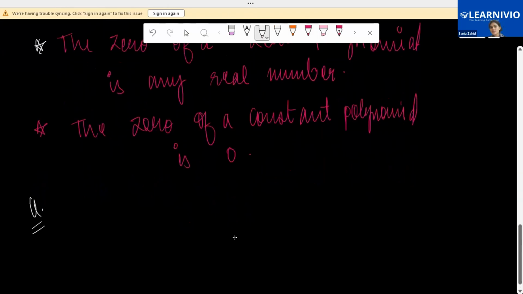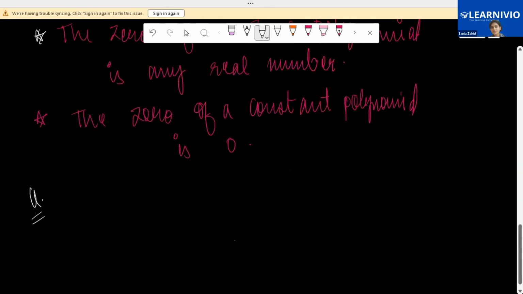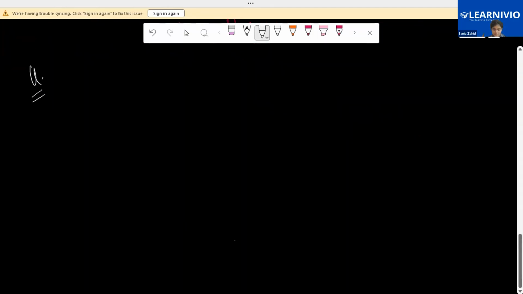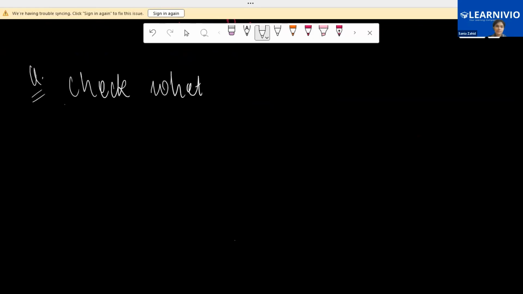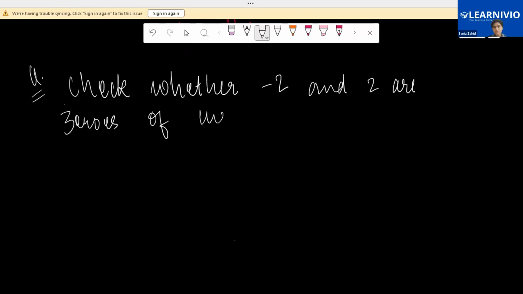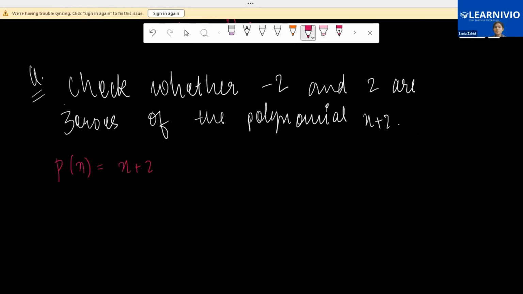So children, now shall I move to questions? Yes, ma'am. Okay, now the question says, check whether -2 and 2 are zeros of the polynomial x plus 2. So this is the polynomial, P(x) is equal to x plus 2. And now you have to check whether -2 and 2 are zeros of x plus 2 or not.